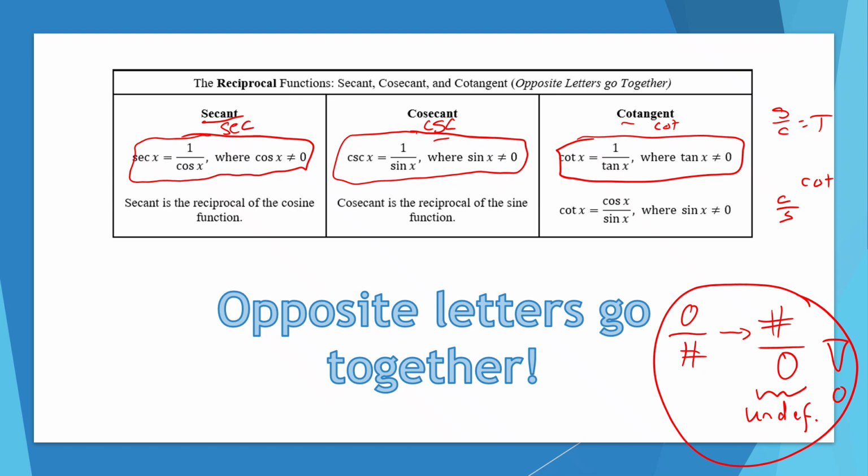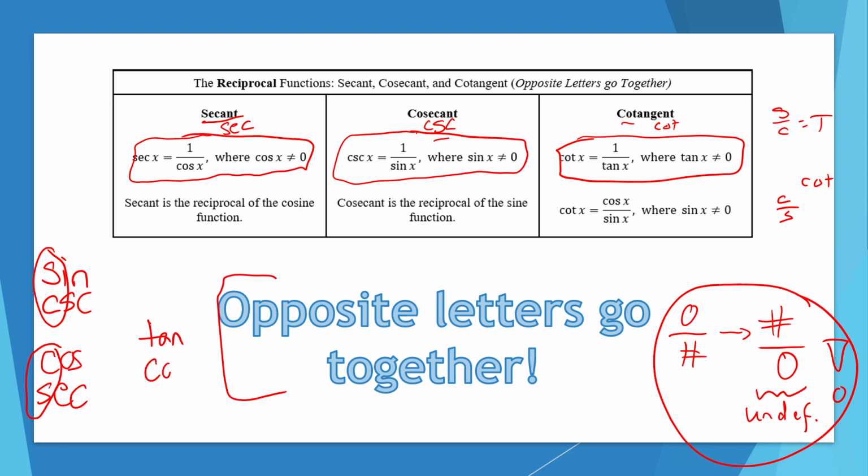So how do I remember whether secant goes with sine or does it go with cosine? Just remember this: opposite letters go together. So sine will go with cosecant, so the first letters are opposite, and then cosine will go with secant, and so the first letters of those two are opposite. And then obviously it's pretty easy to remember tangent and cotangent. Those just pair together naturally. And so that's how I remember those 3 functions.